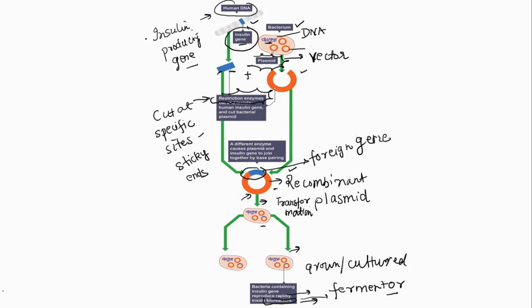So important keywords for IGCSE exam would be what is a vector, what is a plasmid, role of restriction enzymes, and of course, they also give you the structure of the fermenter that we can do in the coming videos. Hope this is beneficial for you. Just go through this chapter. You might get questions from this chapter.